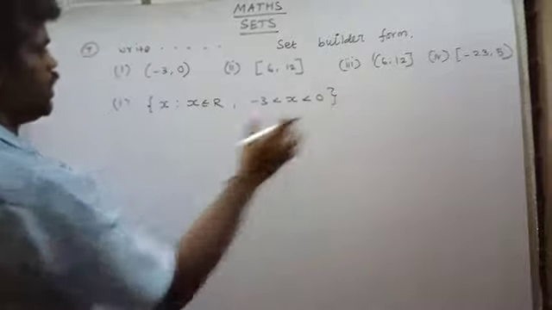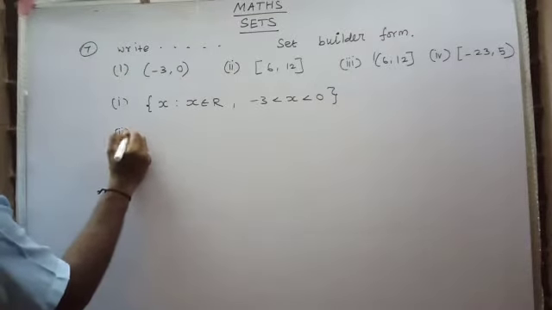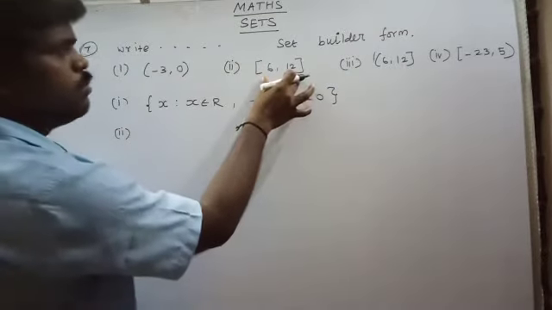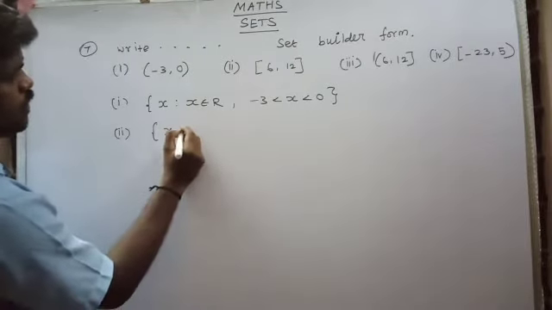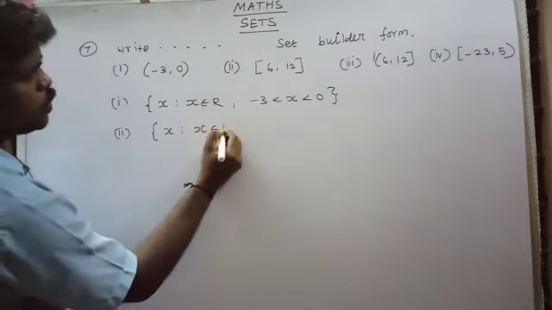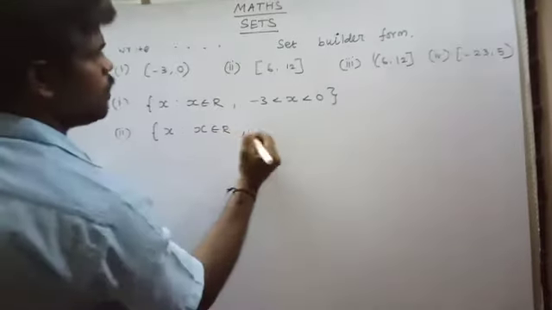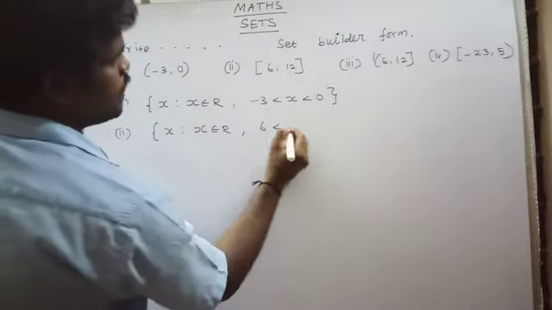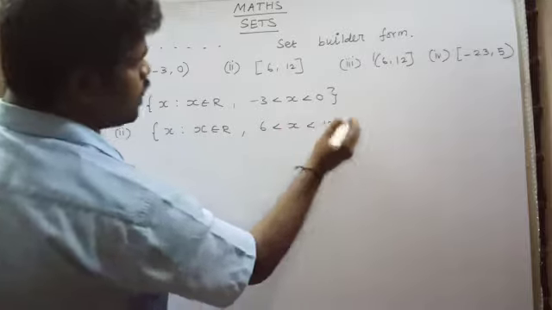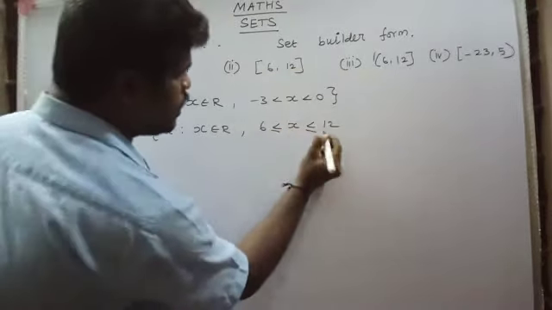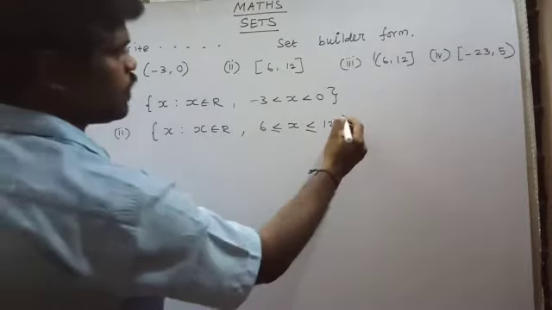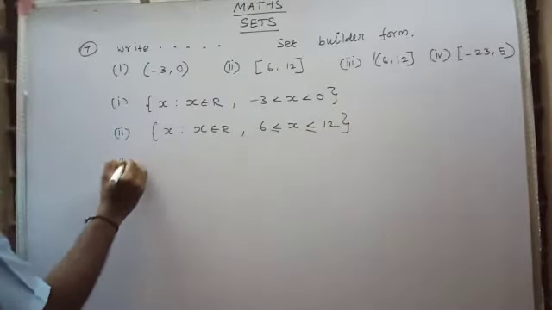Okay, right. And number 2, here both sides are closed interval, so that's why we have to write x such that x belongs to R, comma, 6 less than or equal to x less than or equal to 12. Here closed interval, that's why we have to write less than or equal to. Okay, right.